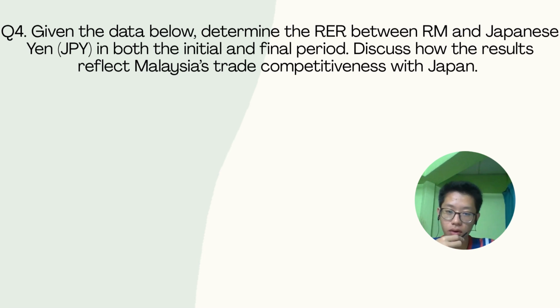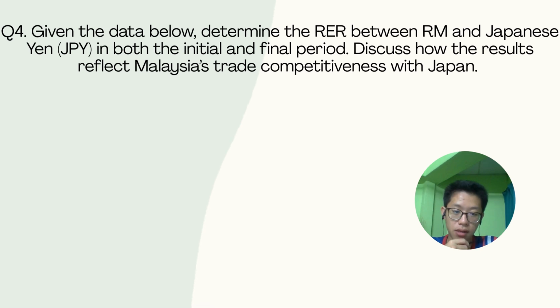Based on chapter 2, when the RER, meaning the real exchange rate, decreases, it means Malaysia will become relatively expensive for Japan, because the ringgit Malaysia appreciates. When the nominal ringgit appreciates against the Japanese yen, from 3.8 ringgit per 100 yen to 3.6.